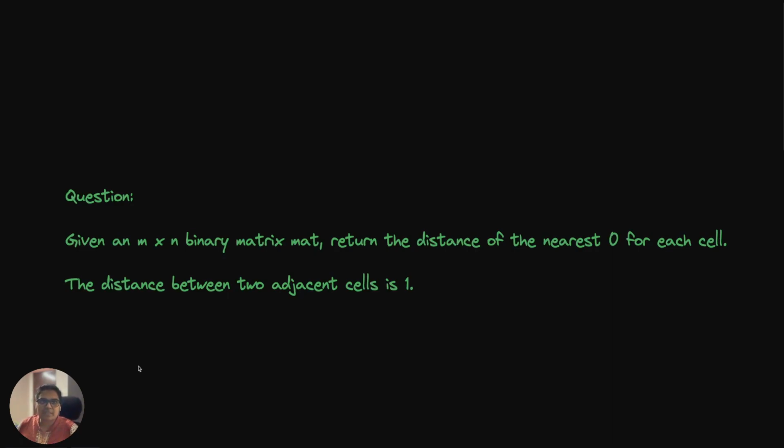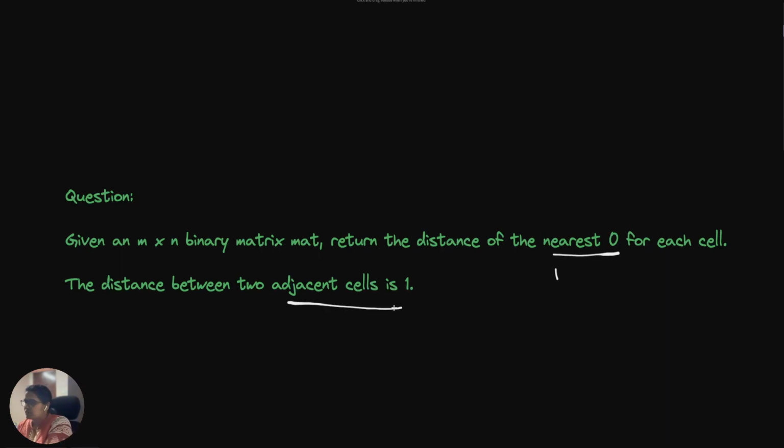So the problem statement says we are given an m by n binary matrix, meaning a matrix having zeros and ones. We have to return the distance of the nearest zero for each cell. The distance between two adjacent cells is 1. So if you have to go from one cell to another, the distance is 1.